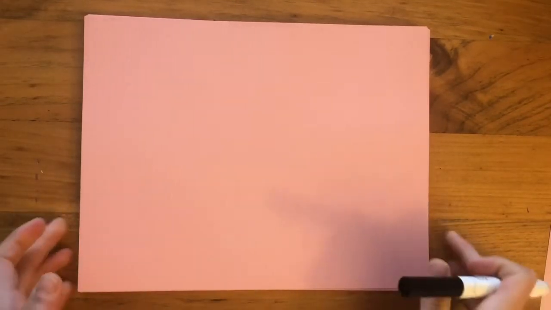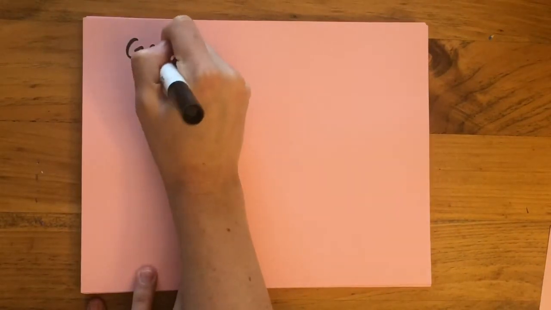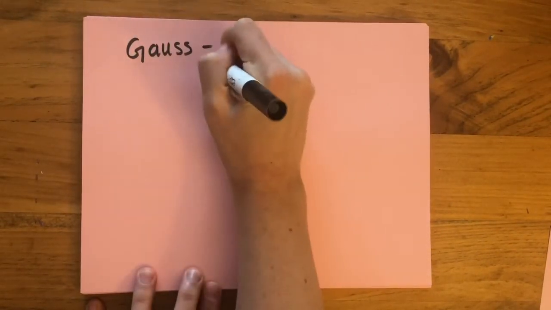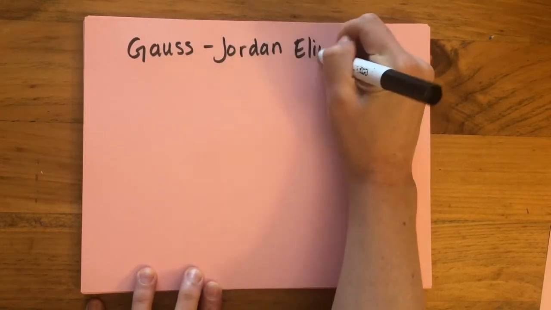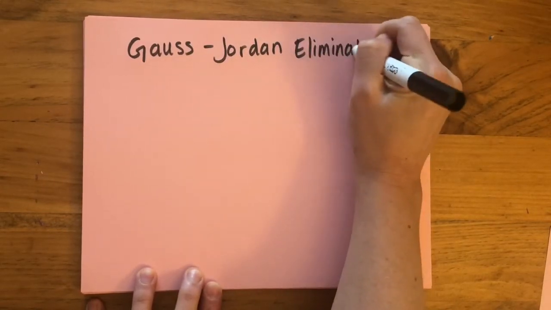All right, hi everyone. Today our goal is to use matrices to solve systems of linear equations, and we're going to do that using a method called Gauss-Jordan elimination. It's named after these two mathematicians.